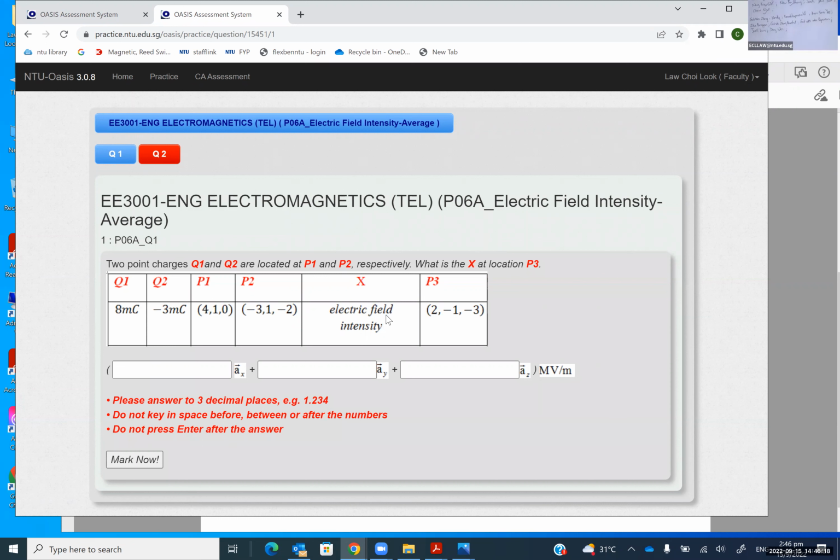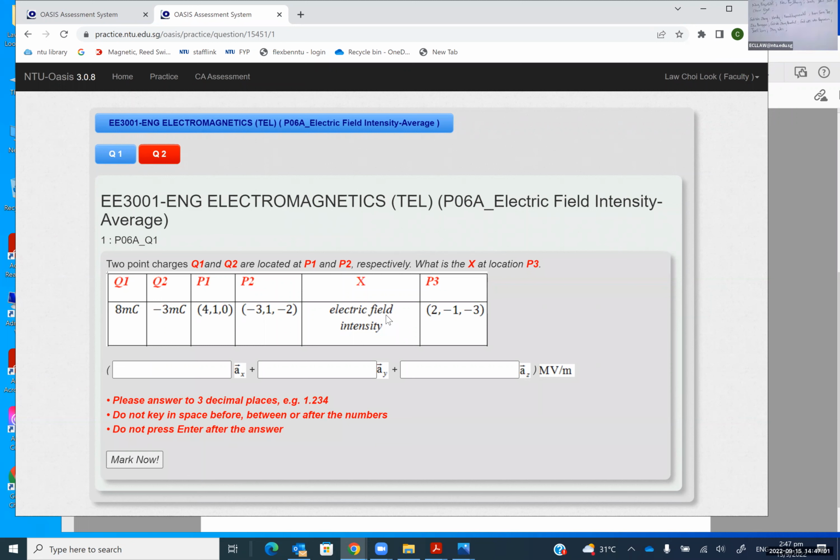Is electric field intensity a scalar or a vector? Scalar or vector? Electric field intensity. I share with you the English word. Somehow whenever I hear the word intensity, I think of scalar. But no, in the context of your course, intensity means vector. Okay, just stick to your head. Whenever they ask you electric field intensity or magnetic field intensity, it means vector.